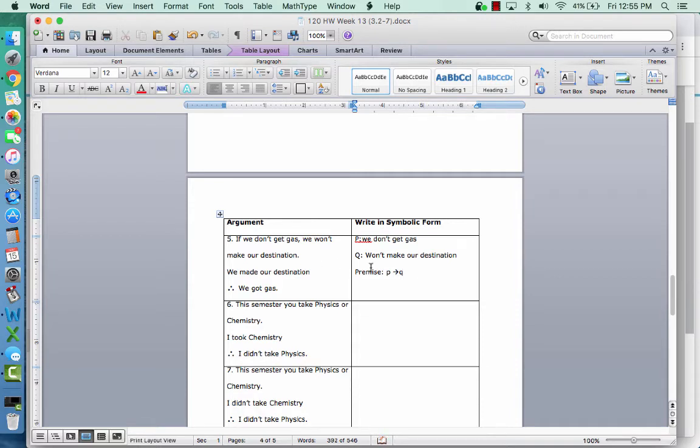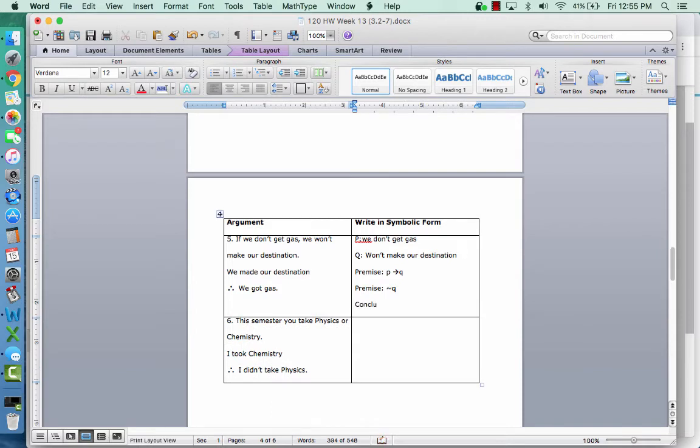Then our second premise is we made our destination. So notice I called Q not making our destination. So my second premise would be not Q, because made our destination is the opposite of not making our destination. And then the conclusion here, which follows after the three dot symbol, which means therefore in logic, says we got gas. Well, if P is we don't get gas, then this would be not P.